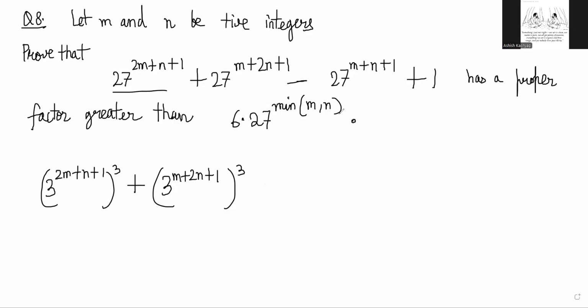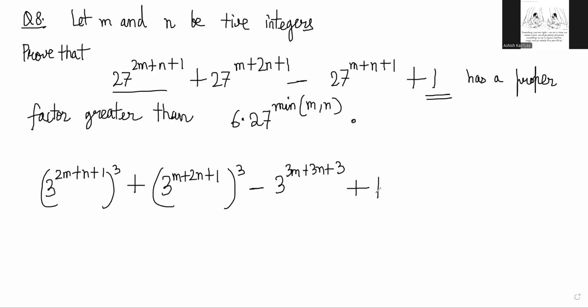Then you also have this 1 here, right? So what can we do about the 1? Let's write the 27 power first. This is 3 to the power 3m plus 3n plus 3 plus 1, right?